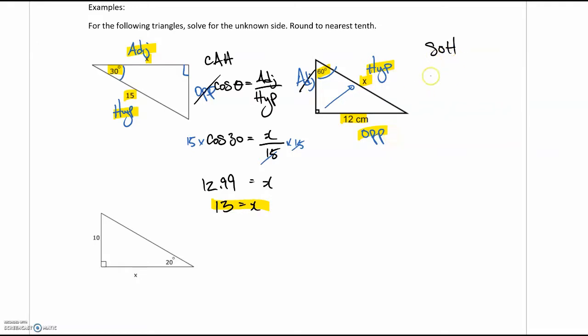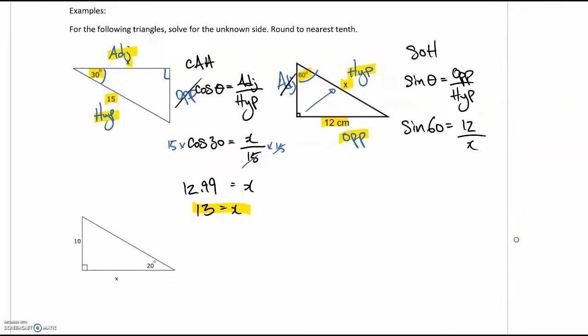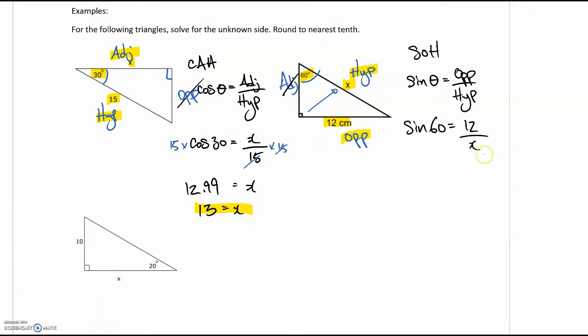So let's plug in all of our values. Sine theta is equal to opposite over hypotenuse. Let's start with the formula first, and then the second step is substitution. So sine of theta, which happens to be 60, is equal to opposite, which is 12 centimeters, over the hypotenuse, which is x.